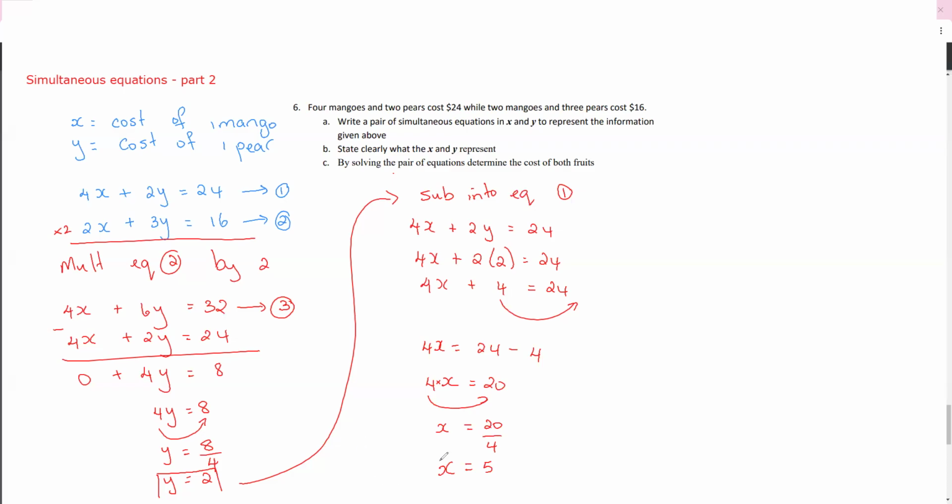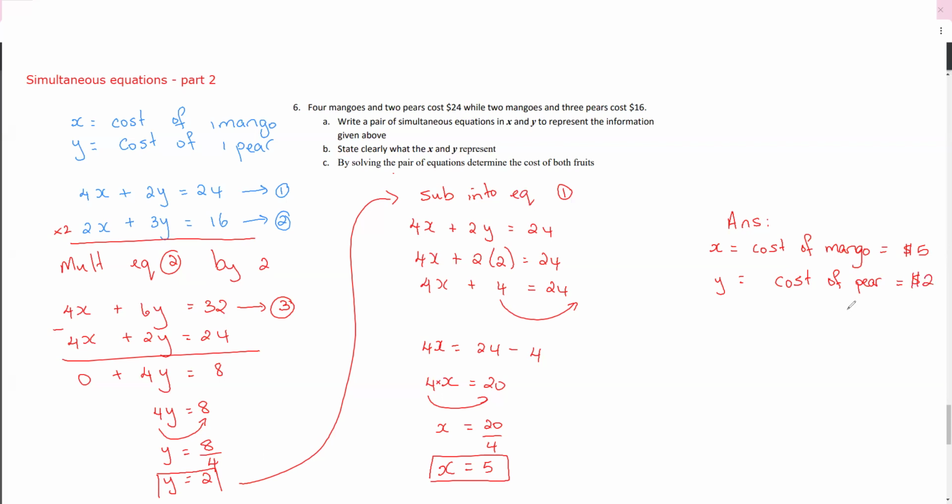Now, we know the value of x and we know the value of y. But they never asked you for x and y. They asked us, what's the cost of a pear and the cost of a mango? So, we know that x is equal to the cost of mango, and x is 5. So the cost of a mango is $5. And y is equal to the cost of a pear, and y is $2.